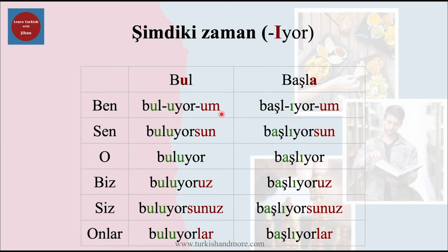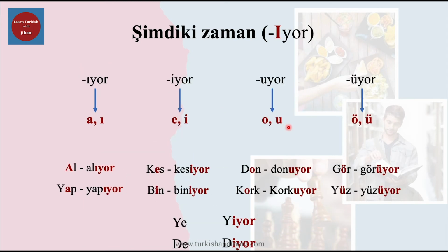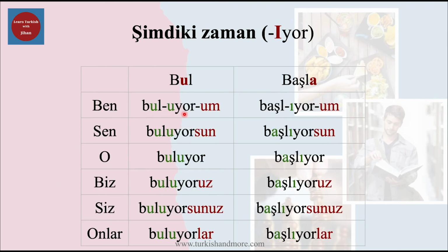Ben buluyorum. Let's divide the word. It's bul, right? The last vowel in that verb is u. If I go back to the rule, it means I have to use uyor. Let's go to the word. This is uyor. So bul, yor. He is finding, or she is finding, or it is finding. If I want to say I am finding, you use the Ben buluyorum.